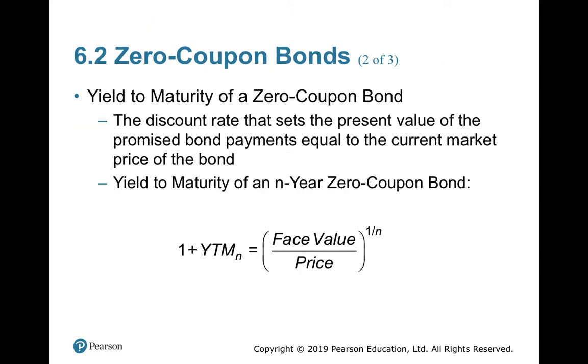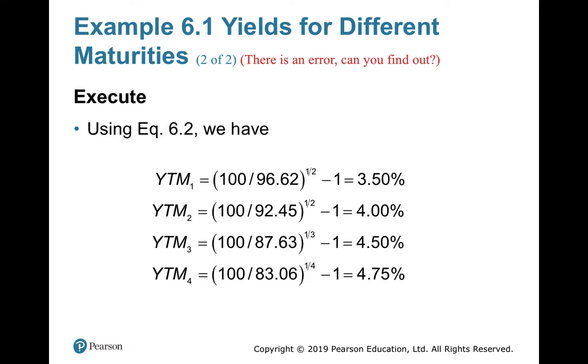Right now we discussed the formula: YTM is equal to face value divided by price to the power 1 by n, minus 1. So let us do one through pen and paper and calculator mode. YTM is equal to face value 100 divided by 96.62 to the power 1. There is an error here. I have written in red font that there is an error. Can you find it? The error is in the power n. First one: 100 divided by 96.62 to the power 1, minus 1, is equal to 3.50%. It's not 1 by 2, it is 1.